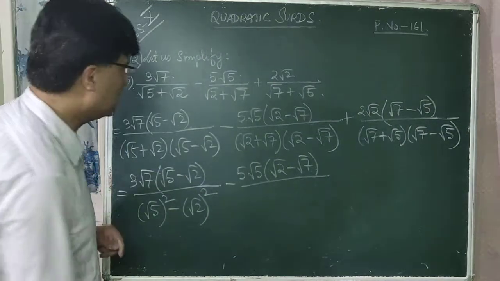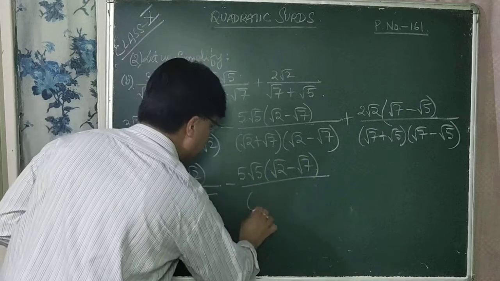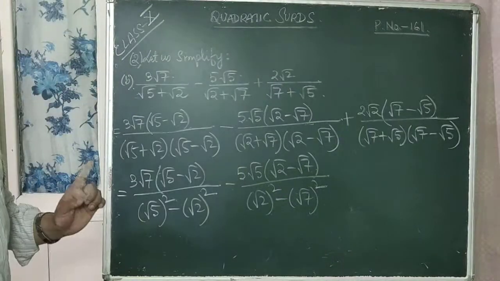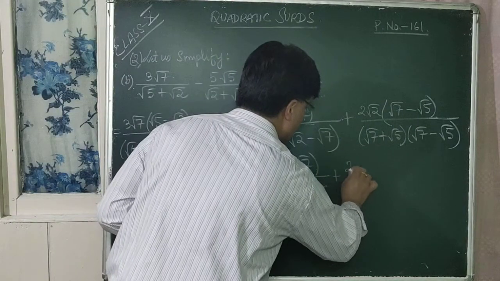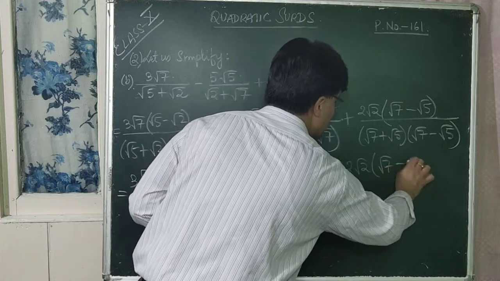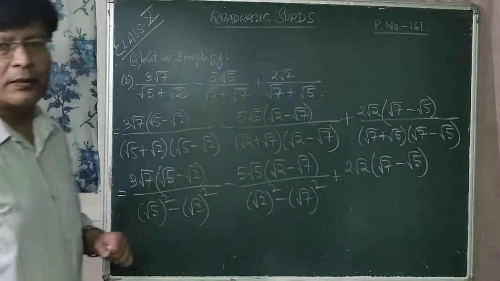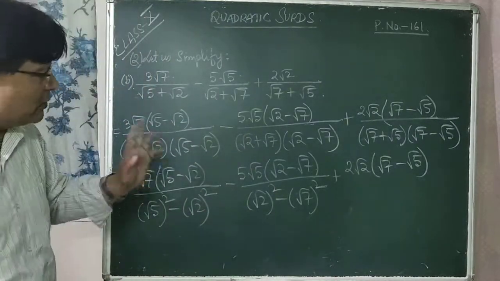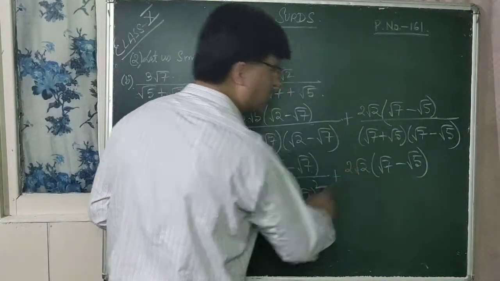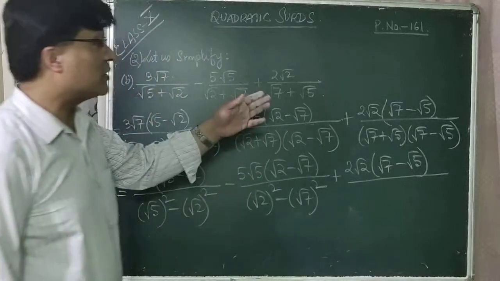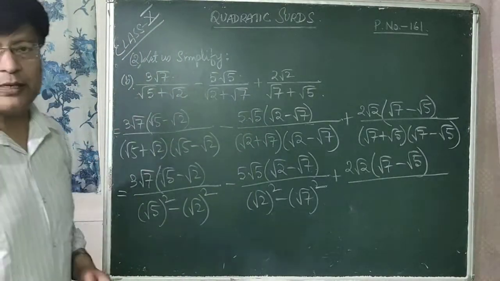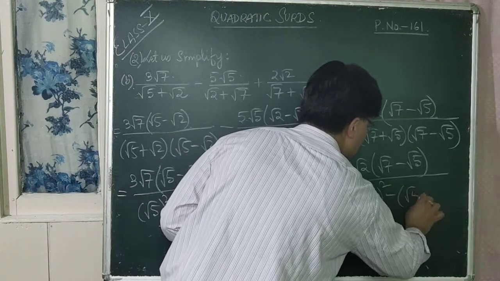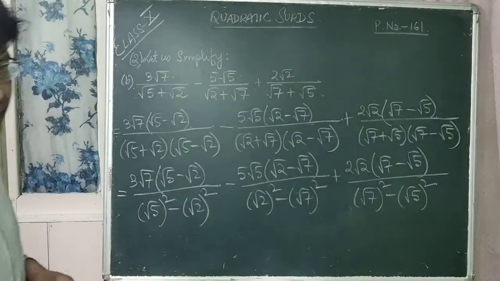Divided by A plus B into A minus B, A whole square minus B whole square. Is that clear? Next, plus 2 root 2 within bracket root 7 minus root 5. So let us keep this numerator the same, as it is: root 2, root 7 minus root 5, or these are 2 root 2 divided by. What is the formula in the denominator also? A plus B into A minus B. What is the formula? A whole square is root 7 whole square minus root 5 whole square. Is it clear?